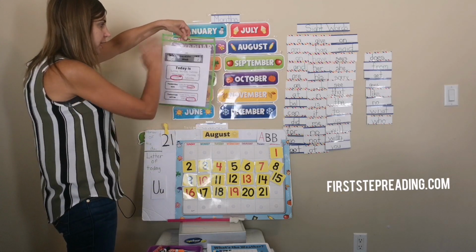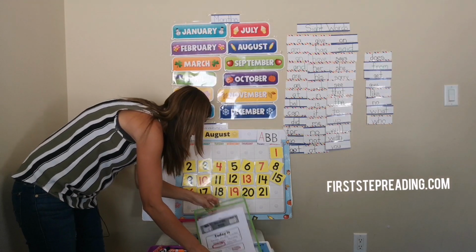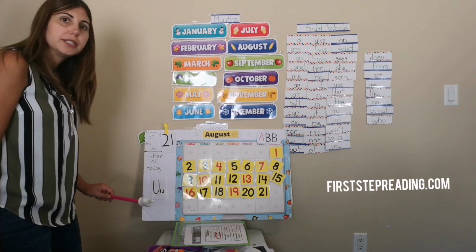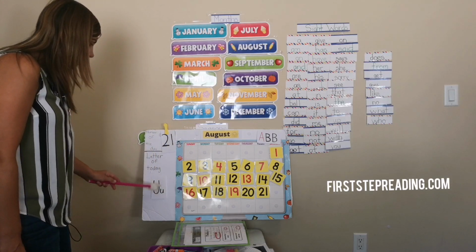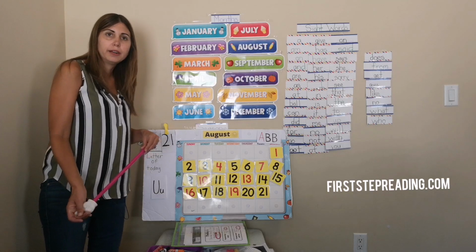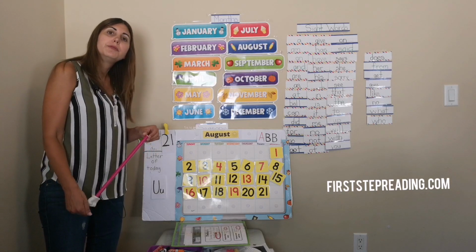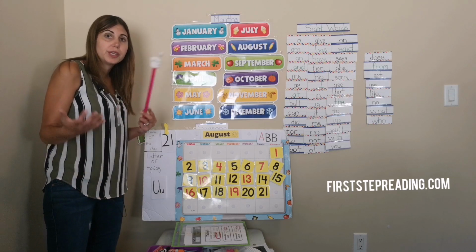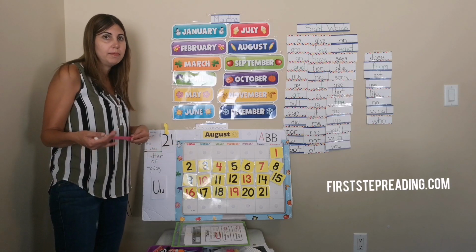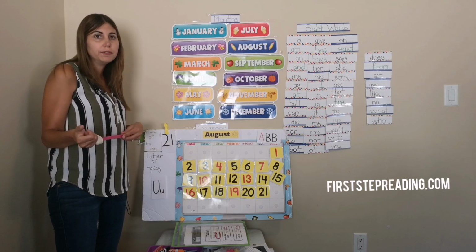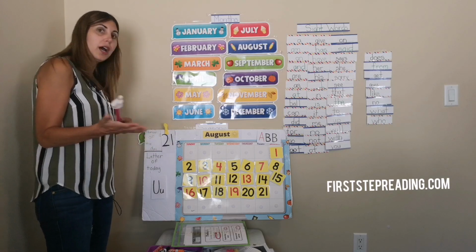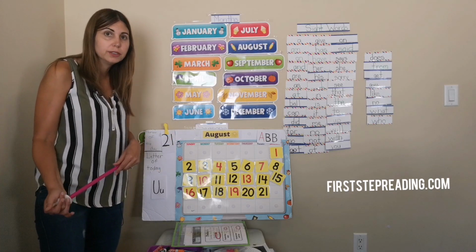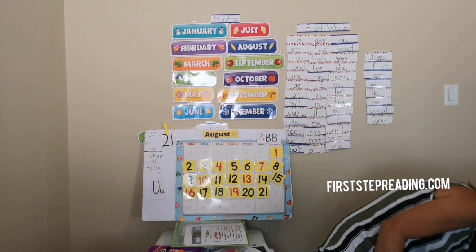Now we're going to go over the days of the week. We're going to do that by singing our days of the week song. First, I want to talk about our letter of today. Our letter of today is U. We're reviewing our long vowels. So our long vowel U says U, says its name. And our short vowel U says like up. Long vowel U says U like unicorn, universe.